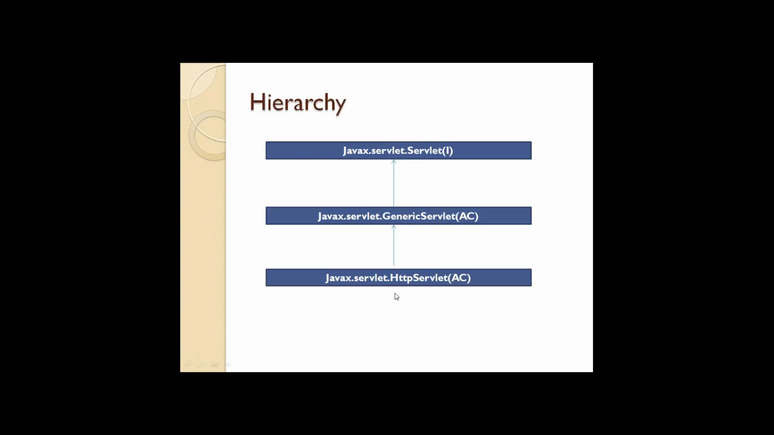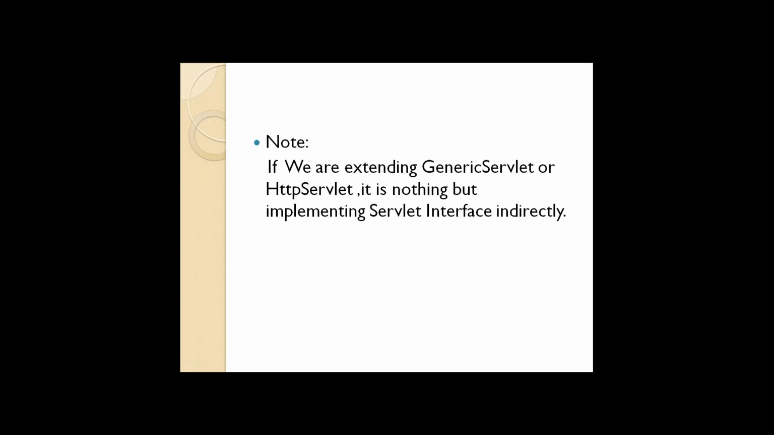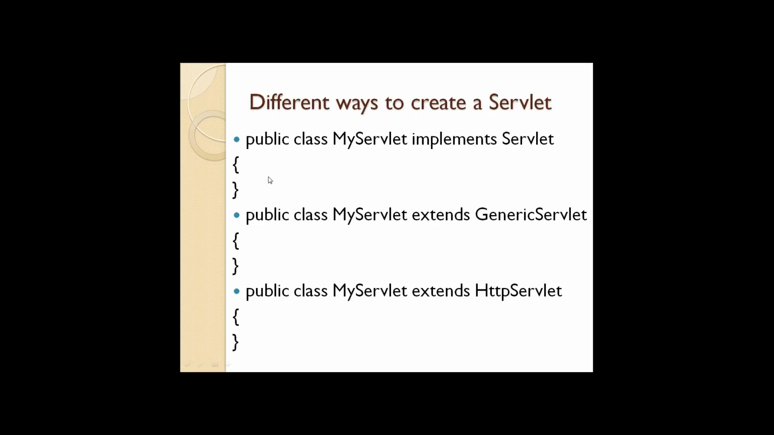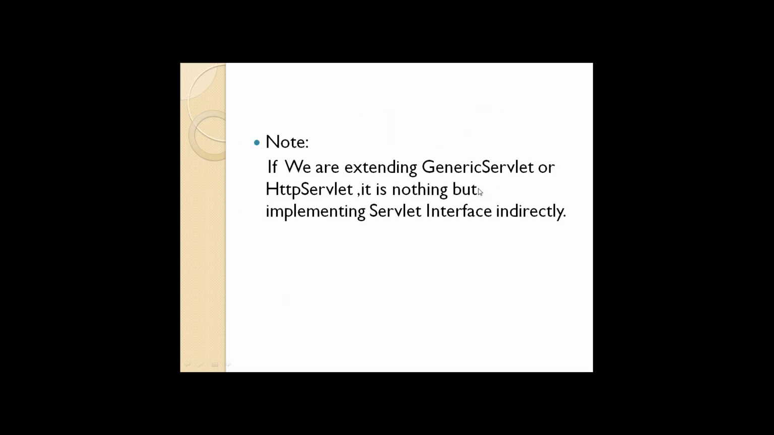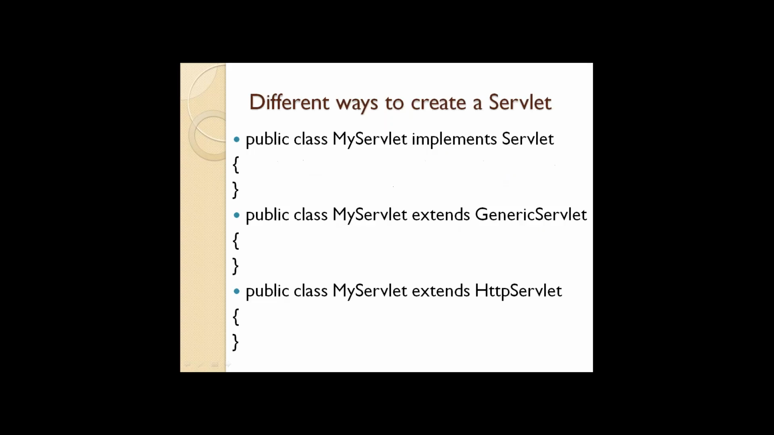But if someone is asking how many ways are there, our answer should be only one, not three. I'm repeating. If any interviewer is asking how many ways are there to create a servlet, our answer should be only one, because if you are extending generic servlet or HTTP servlet, it is nothing but implementing servlet interface indirectly. So there is only one way to create a servlet, that is implementing the servlet either directly, that is the first approach, or indirectly, that is the next two approaches, extending generic servlet or HTTP servlet.